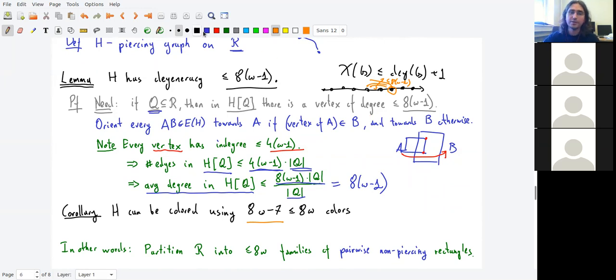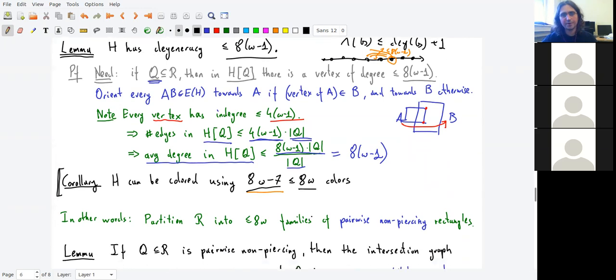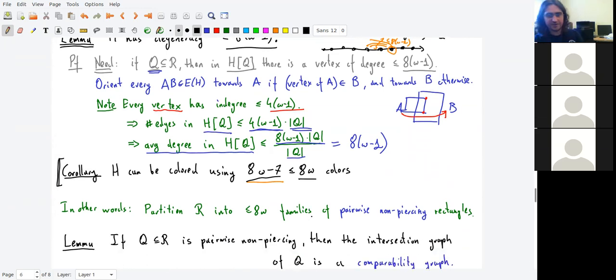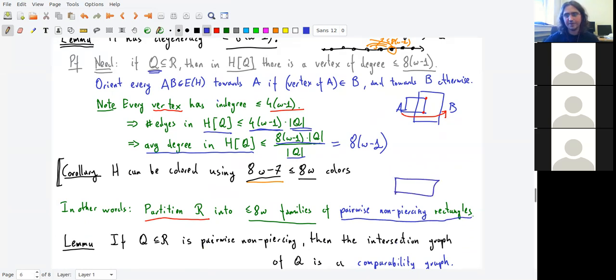Good. So the corollary of this is that this piercing graph, so the graph of the piercing relation between the rectangles, can be colored with 8 omega minus 1 colors. So let me round it to 8 omega just to have nicer numbers here. So what we have actually achieved now, just a recap: we have partitioned our family of rectangles into at most 8 omega subfamilies, colors, such that within each family the rectangles are pairwise non-piercing. They may intersect in this funny cross way, but at least they are not piercing within each family, right?